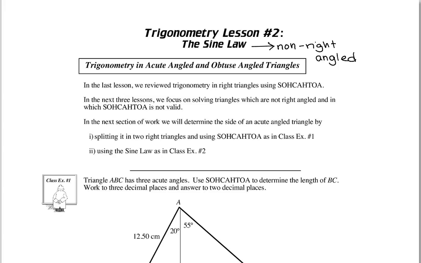So if you see on an exam or anything like this a right-angled triangle, go ahead and do SOHCAHTOA or Pythagorean theorem like you remembered on today's quiz. If it's non-right angled, your options are sine law or the cosine law. Today we will just cover the sine law.